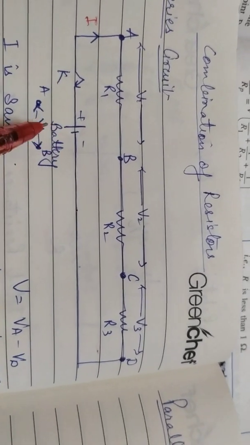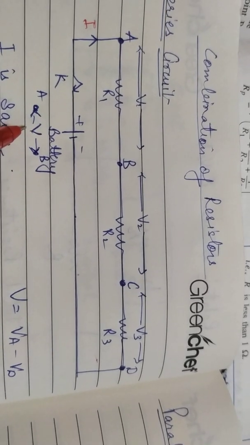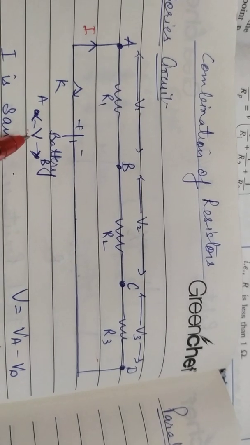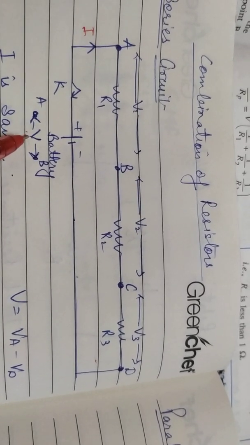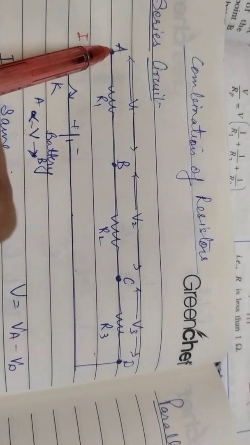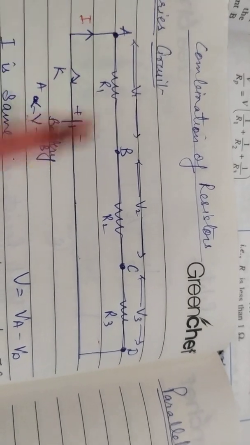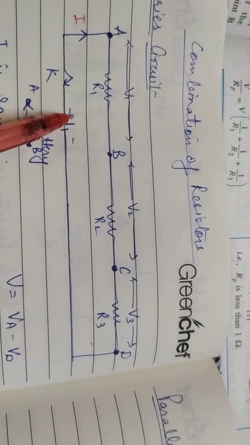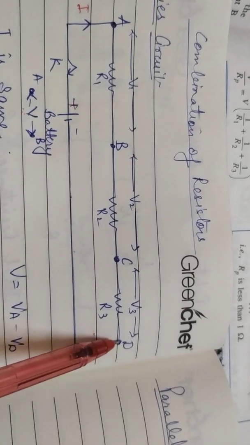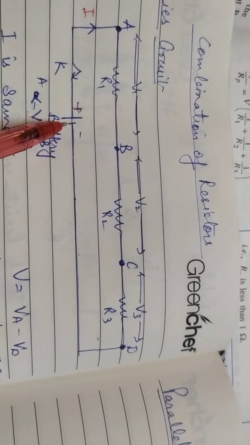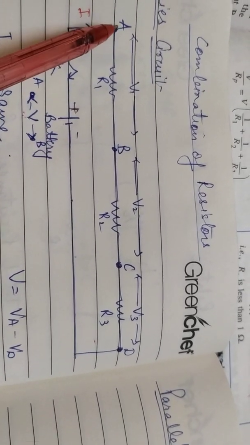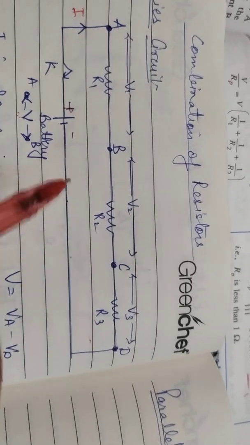But if battery has given potential difference V, here potential difference means terminal voltage. If battery has terminal voltage V, it means that it will be the difference of voltage between VA, this point and this point. This point is at higher potential being connected to the positive of the battery. This point is at lower potential because it is connected to the negative of the battery. That's why the current is flowing from this point towards this point.